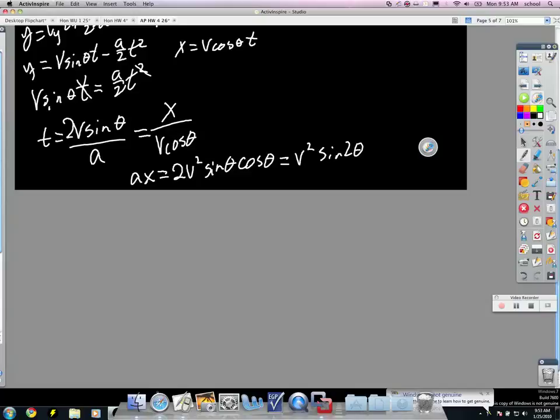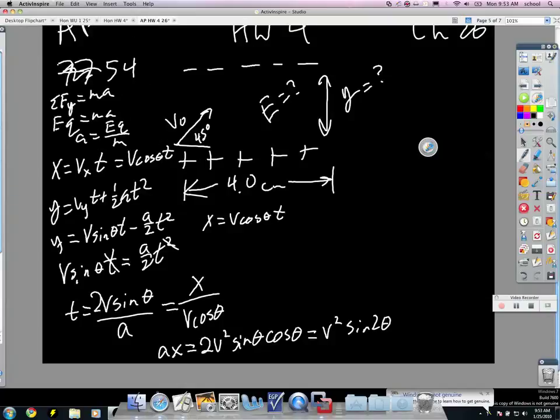Let me kind of quickly. I know that this is going to be 0. So then that allows me to come down here and say v sine theta t equals a over 2 t squared. So I solve both this and this for t, and that's how I get this down here.